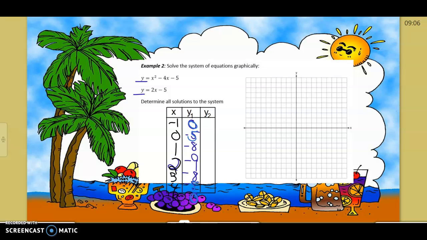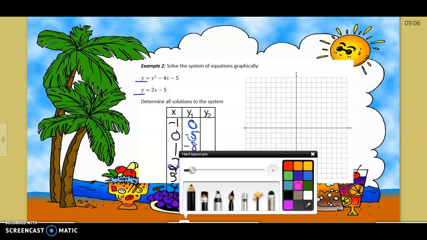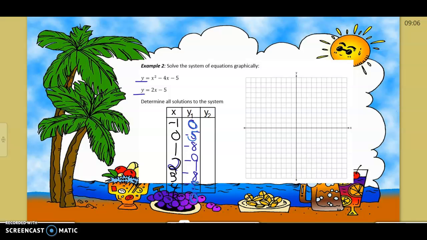I'm going to plot just the quadratic first, and the reason being, we're going to talk about some things that we talked about last class. So, first point, -1, 0. Remember, when it's right on the x-axis like that, that's a 0 value. That's important to us. 0, -5, 1, 2, 3, 4, 5.